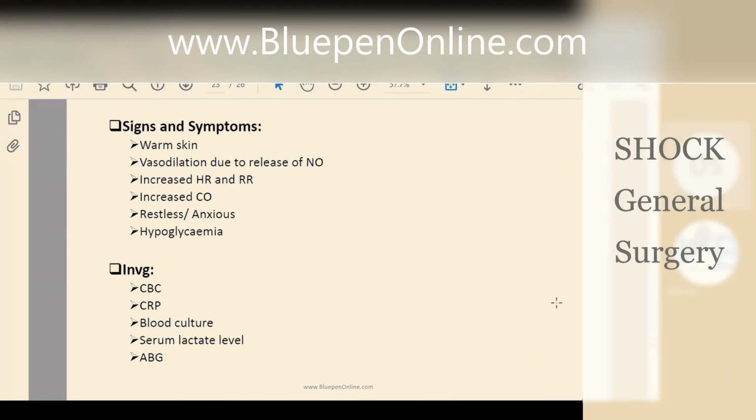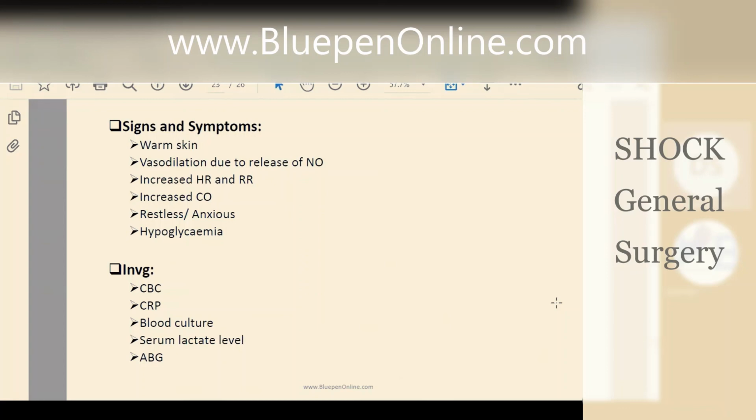So what are the signs and symptoms? There will be warm skin. There will be vasodilation due to the release of nitric oxide, and this will cause warm peripheral skin. There will be increased heart rate and respiratory rate, respiratory rate greater than 22. There will be increased cardiac output, not carbon monoxide. Remember, CO here I have written is cardiac output.